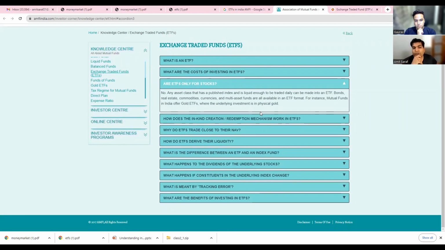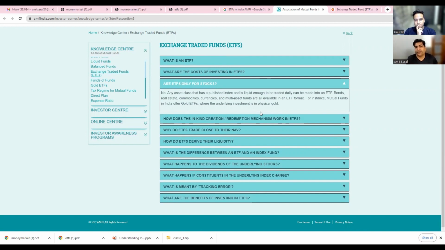Are ETFs only for stocks? No, ETFs can be for anything. ETFs can be for bonds, real estate, commodities, currencies, and mutual funds. Partly we have discussed it. I have already told you about Indexbees, Niftybees, Bankbees, and then there can be ETFs for real estate.